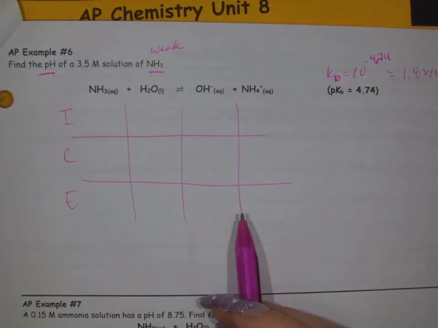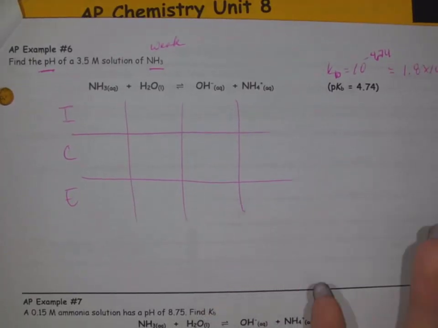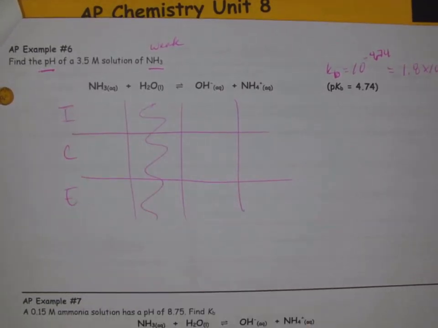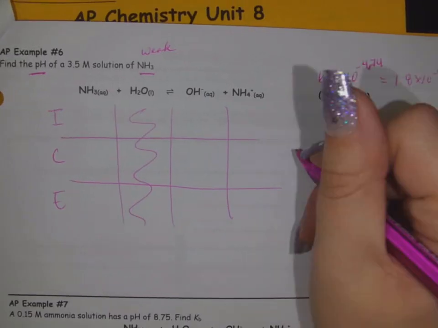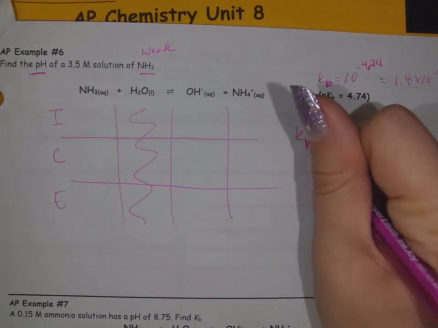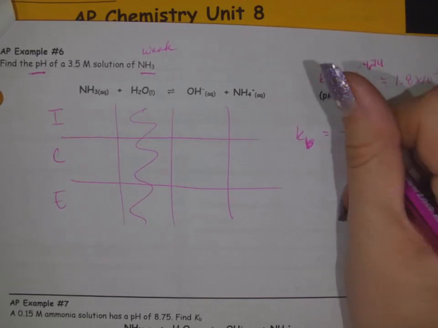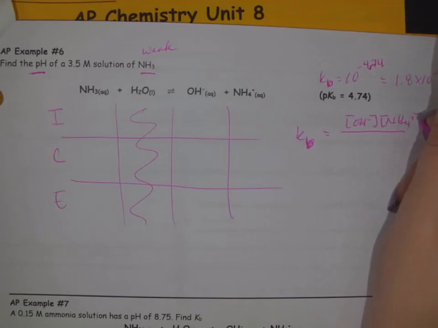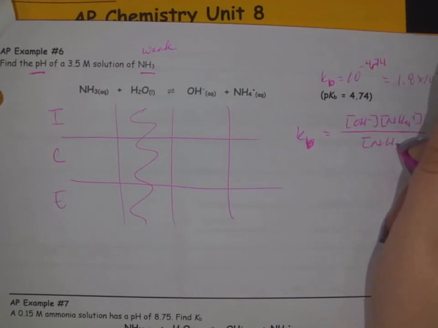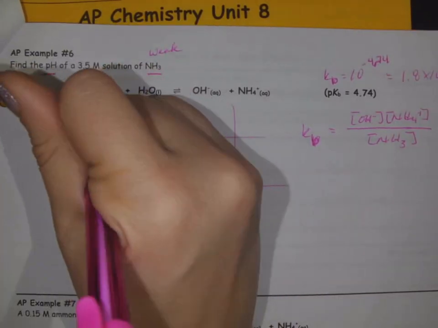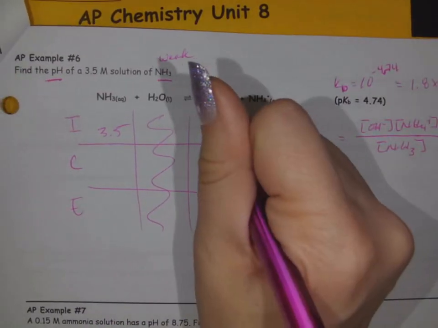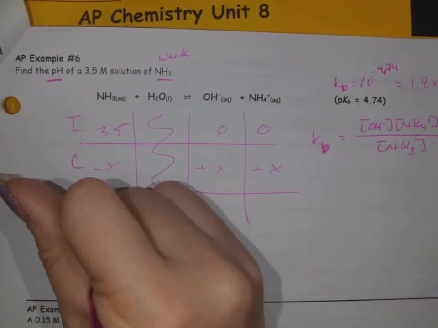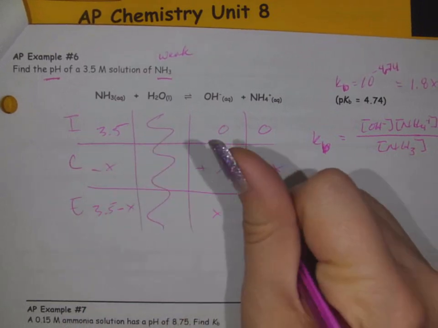Now, a reminder, ICE tables are for concentrations or pressures, and if something is a liquid or a solid, then we don't have to consider it, okay? Because our equilibrium, our Kb expression, is not going to include that liquid. So it's going to be concentration of hydroxide times concentration of NH4 plus divided by the concentration of NH3. We're starting with 3.5 molarity, 0 and 0, minus x, plus x, 3.5 minus x, x and x.